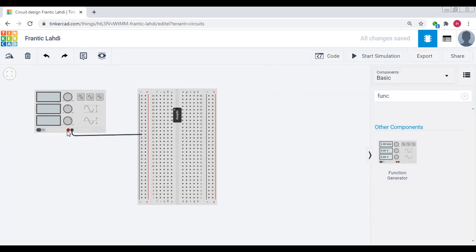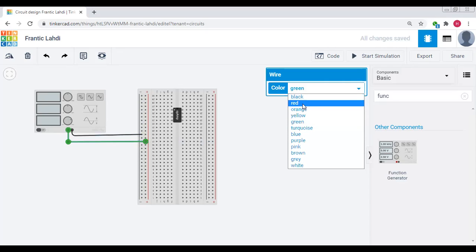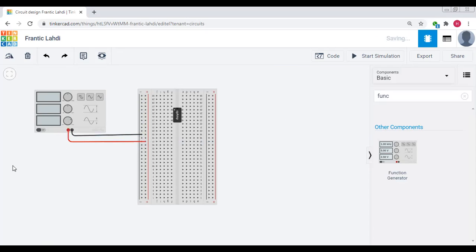and also do one thing, provide a wiring color also. So this is our, we arrange the color like this.